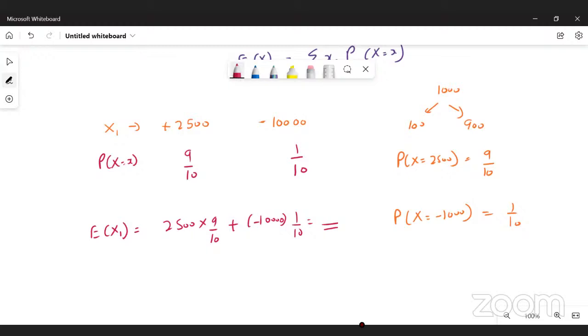Now it would be the same for all the phones, right? X1, X2, up to X20. For all the 20 phones, it would be the same. So your expected profit would be nothing but the sum of all those random variables. All have the same expected value, so it would be nothing but 20 times this expected value. So you can easily compute that.